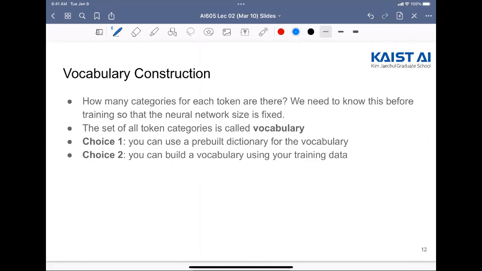And then now, of course, how we can construct the vocabulary, because we still need a predefined set of categories, right? So how many categories for each token are there? We need to know this before training so that the neural network size is fixed. And the set of all token categories is called vocab. There are several ways to actually build your vocab. One is that you can use a pre-built dictionary for the vocab, right? What that means is that maybe you can bring in your personal Oxford dictionary and then list all the vocab that people have defined. That might be your vocab. Or you can build vocab from your training data. So choice one is, I think, quite apparent. How do you do choice two?